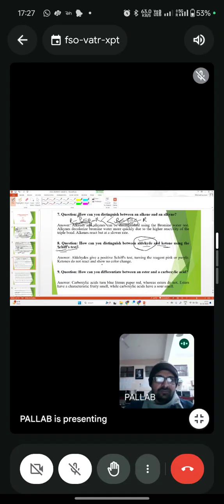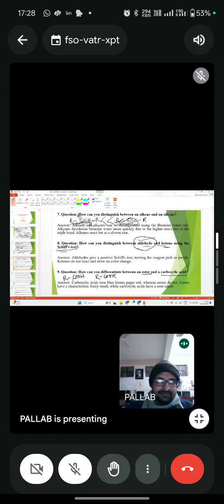Now move to the next question. How can you differentiate between an ester and a carboxylic acid? Now, what is the general formula of ester and what is the general formula of carboxylic acid? Let's see. The general formula of carboxylic acid is this, and the general formula of ester is this. Almost similar structure for ester and for carboxylic acid.